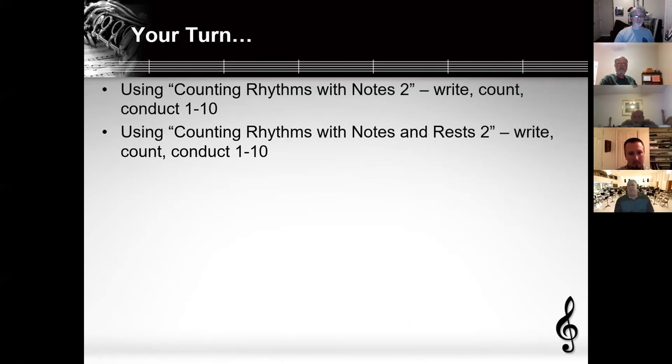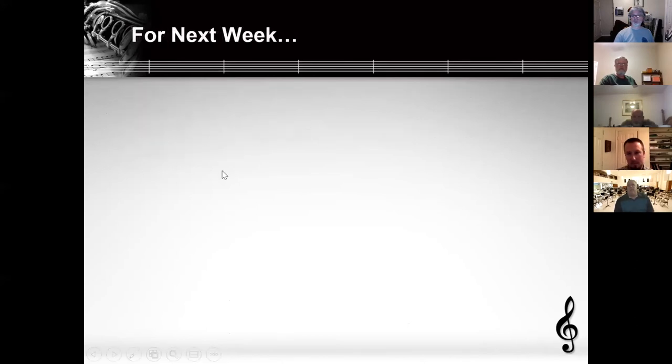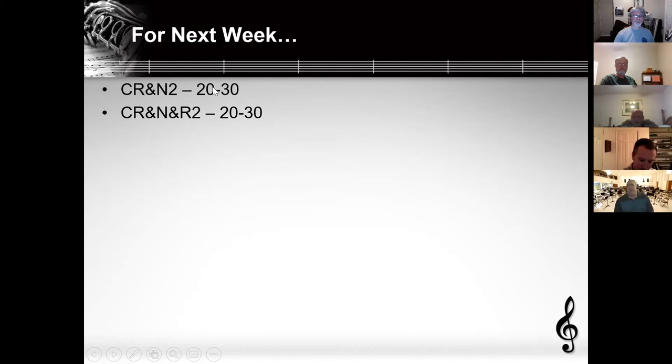This is what we did in the breakout room, but your homework is going to be to actually finish them out like this. So it's the counting rests and notes and that kind of stuff, 20 to 30 for both of those PDFs that I sent out. Okay. And then we'll, I'm not gonna do a mass count again next time, but whoever's brave enough to actually count them out, I'll let you have it. So that way you don't get to hear from me all the time. Okay. So that's for next week.